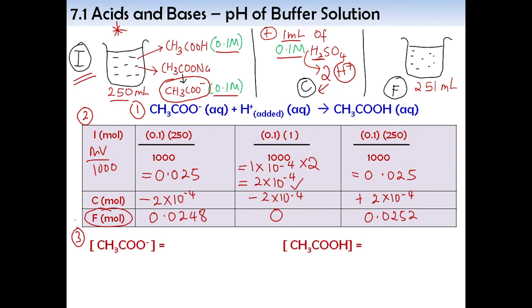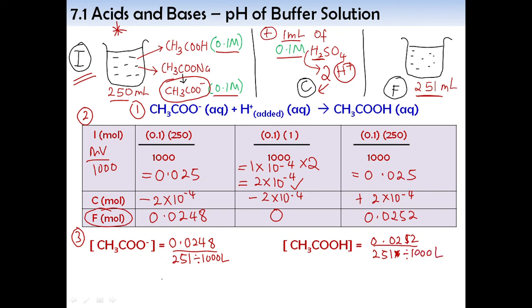So, for the final concentration, must use final mol. So, for this one, 0.0248 divide with the volume. Final volume is 251. So, jangan lupa bahagi dengan 1000 untuk tukar pergi liter. So, benda yang sama untuk CH3COH, 0.0252 divide with 251 times 10, bahagi 1000 untuk tukar pergi liter.